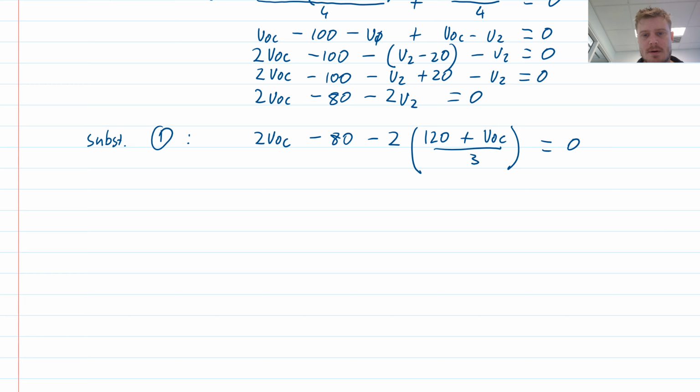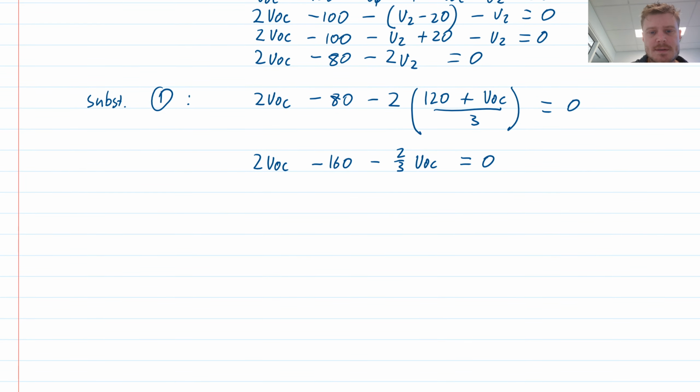And we're pretty much there. So I just need to expand some terms here. So let's expand these brackets and simplify this. So 2 VOC. The constants here are going to be a negative 80, so I'm just getting my calculator. Negative 80 minus 2 times 120 divide 3. So that's going to be minus 160. That's the constant terms. And then I will have minus 2/3 VOC is equal to 0. So this is 2 minus 2/3 VOC is equal to 160. So VOC, we can just type this into our calculator. VOC is 160 divided by 2 minus 2/3, which is 120 volts.